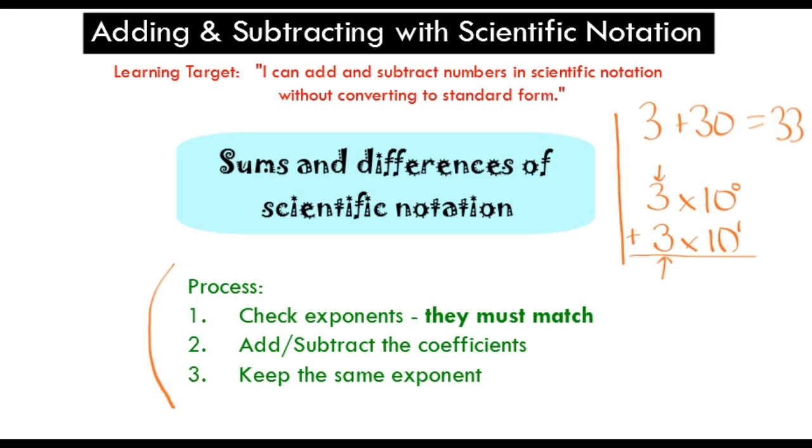So what we'd have to do instead is rewrite, let's say, 3 times 10 to the 1, so that it has a 0 instead. And that's what we're going to get into, figuring out how to do all that stuff. But let's first try a couple that already match.